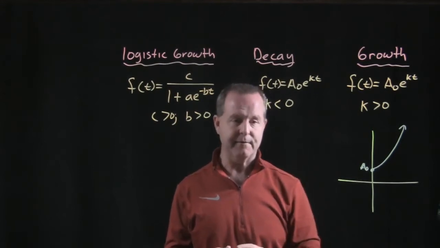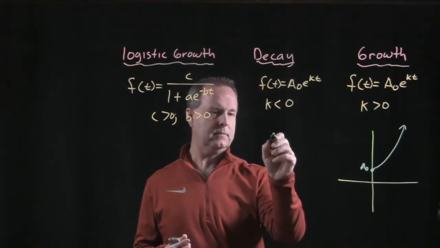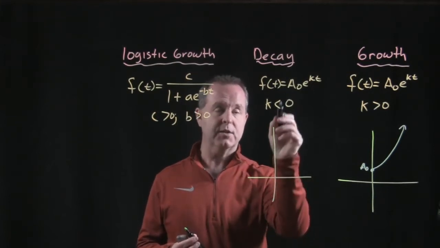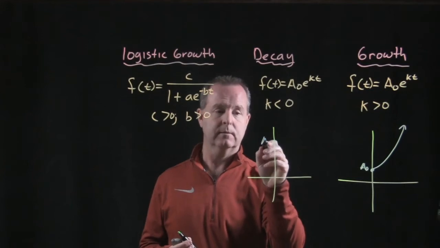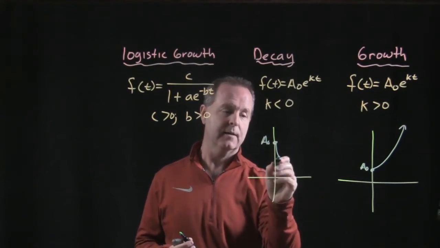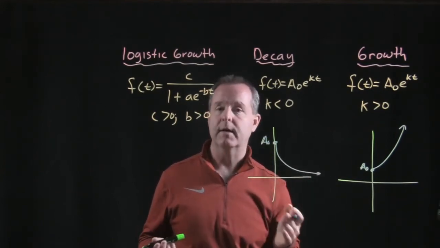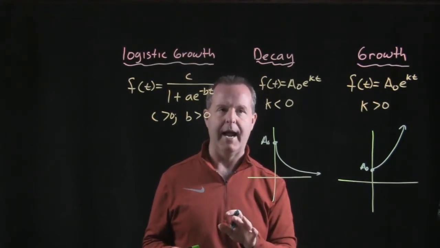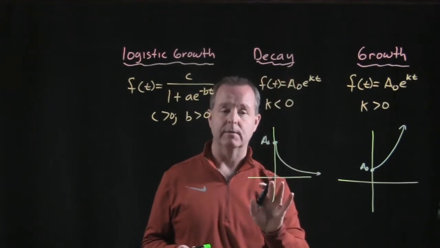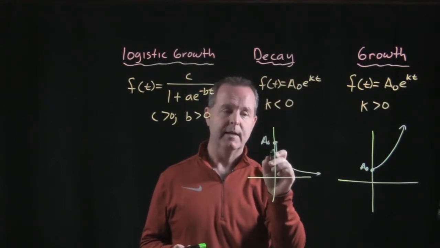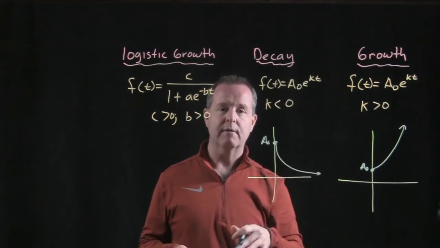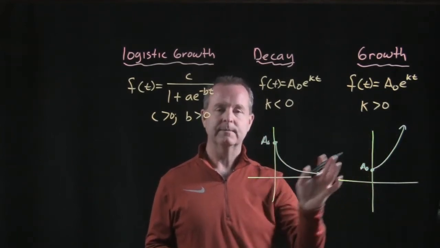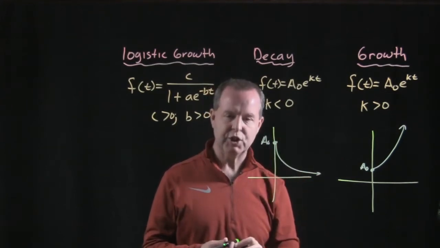We also have decay functions, which likewise start with some initial value and it decays over time. For example, carbon dating. Want to know how old the Dead Sea Scrolls are? They follow a decay model such that over time the amount of carbon-14 that's left in them decays. So we have a growth model, we have a decay model, and we have a logistic model.